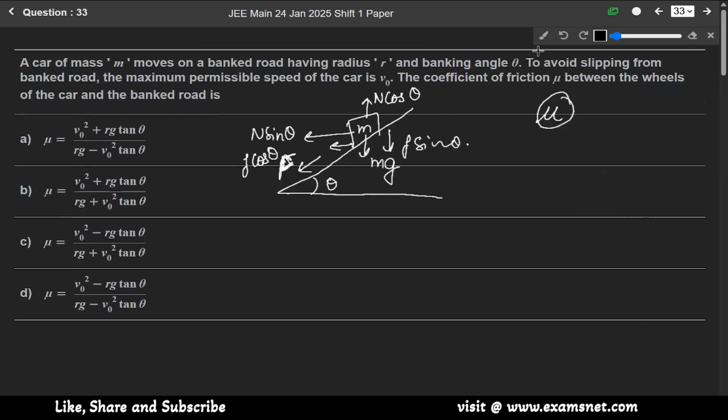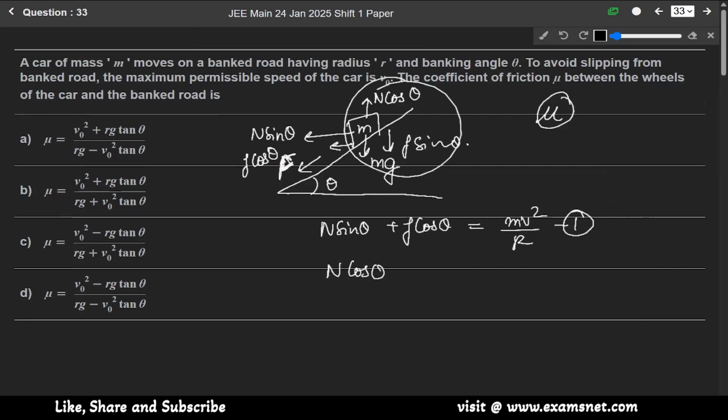Okay, so resolving these, we get N sin theta plus F cos theta will be equals to mv square over r. Let us say this is equation number 1. And N cos theta minus F sin theta will be equals to mg. This is equation 2nd. Now dividing equation 1 by 2nd, m will cancel out.